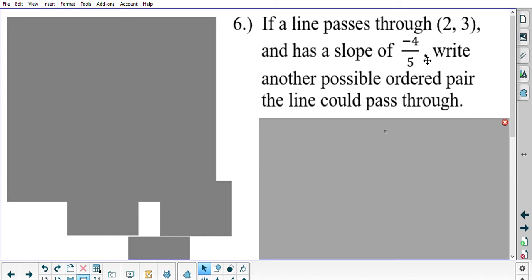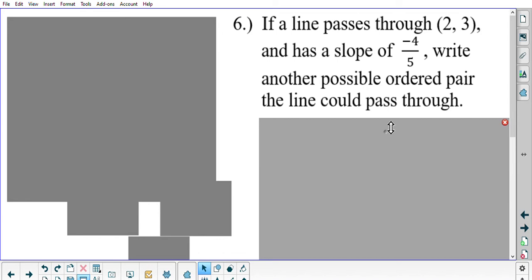You have to come up with the second ordered pair, or maybe you could call it the first ordered pair if you want to, either way you look at it. You have to come up with another ordered pair that this line would pass through, given that it already passes through 2, 3 and has a slope of negative 4/5. Hit pause on the video, try this on your own, then hit play when you're ready for me to go over it. Okay, I hope you did this on your own.